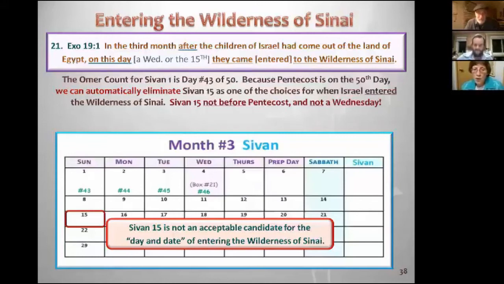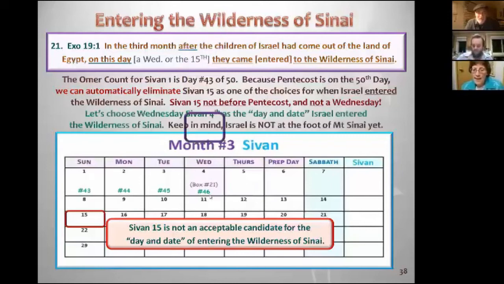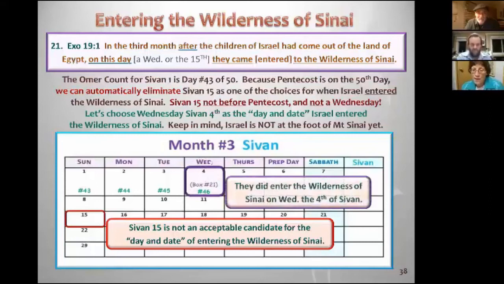So let's choose Wednesday, Sivan 4, as the day and the date. The day, Wednesday, or the fourth cycle, the date is the fourth, as the day and the date that Israel entered the wilderness of Sinai. But keep in mind, they're not at the foot of Mount Sinai yet. They've just come into the wilderness. So we're going to choose that day, because this one, the 15th, does not work.